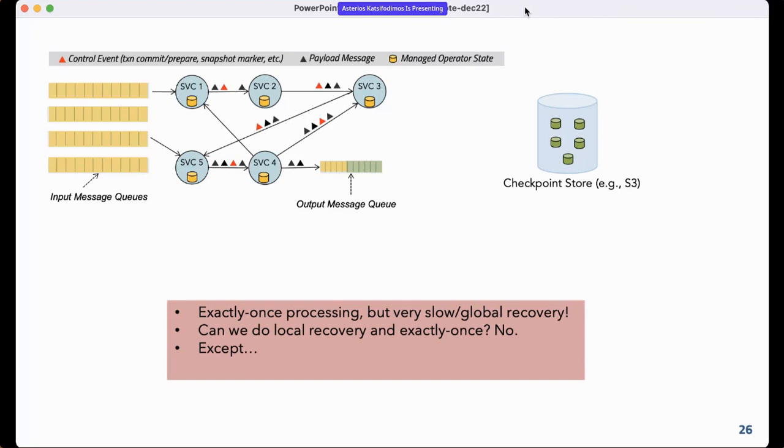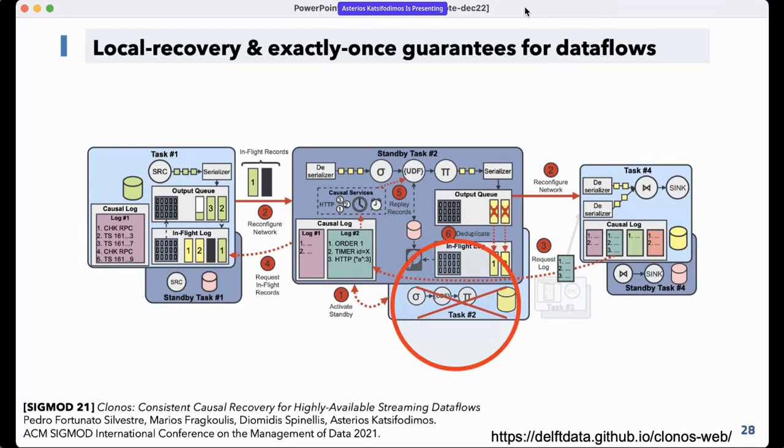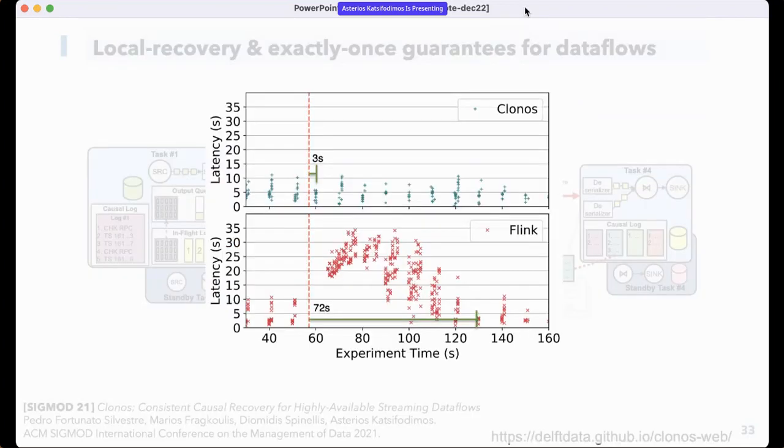I will not get into the details of the protocol, but what we have come up with basically is a protocol that uses causal logging, and it basically makes sure that exactly once processing happens, also with local recovery. This means that instead of waiting around, I don't know, around 60, 70 seconds for the system to come back to normal, you can basically recover within 3 seconds.